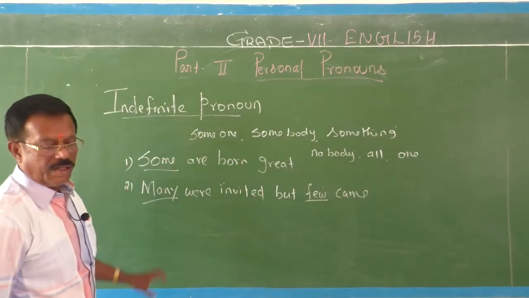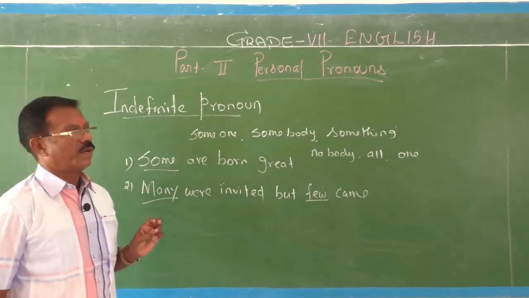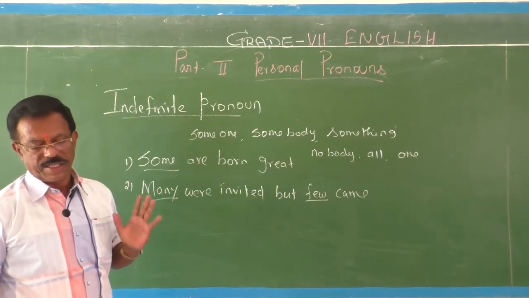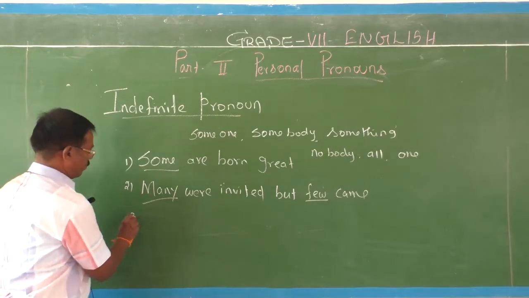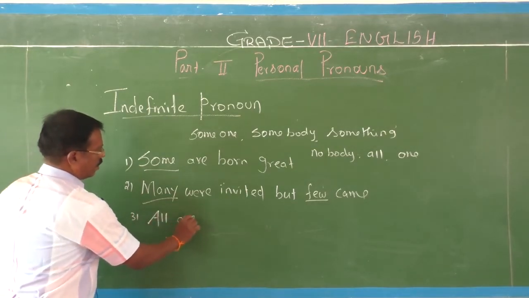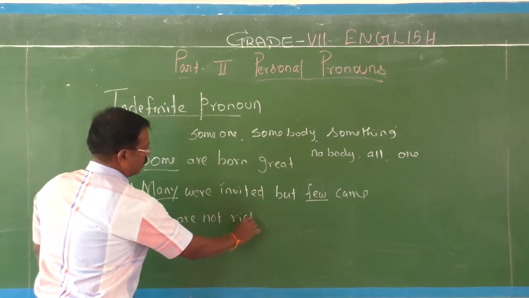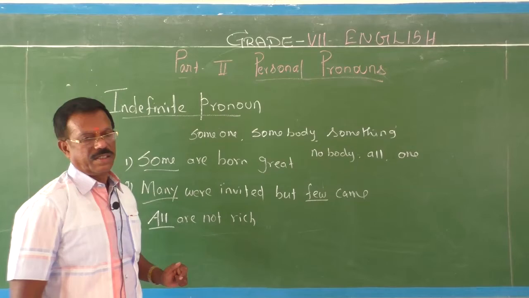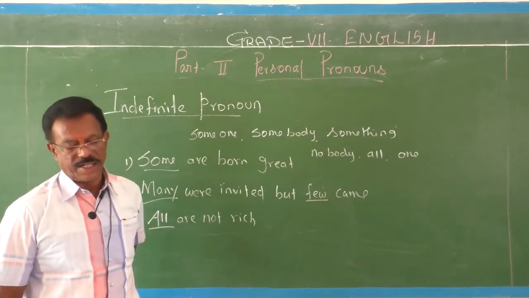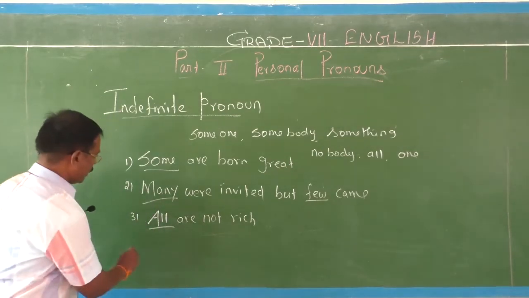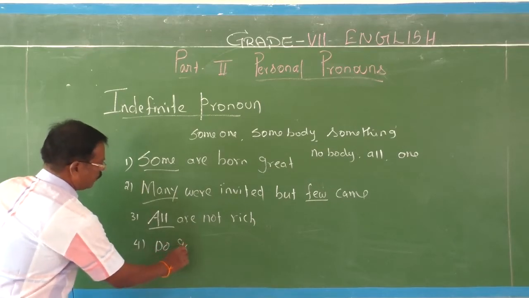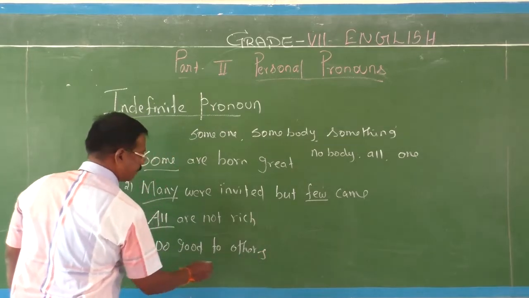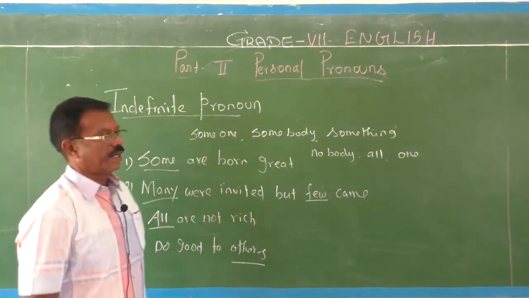In the second example, many and few are indefinite pronouns because they don't refer to a particular person or a particular thing. Third example: all are not rich. In this example also, all doesn't refer to a particular person. It refers to things or persons in general. And do good to others. Here, others is an indefinite pronoun.